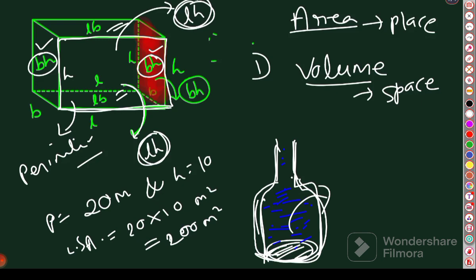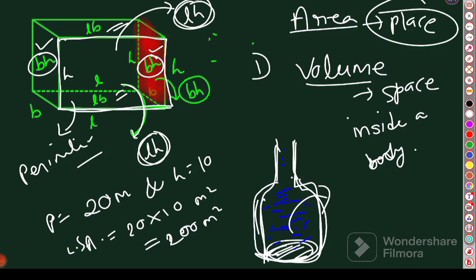So space inside an object, that time you say better, instead of object, you say body. So space inside a body. You don't say figure, figure is generally two-dimensional. So don't say figure. Space inside a body is its volume, and the place occupied by an object is known as its area. So make this concept clear, what is area and what is volume.